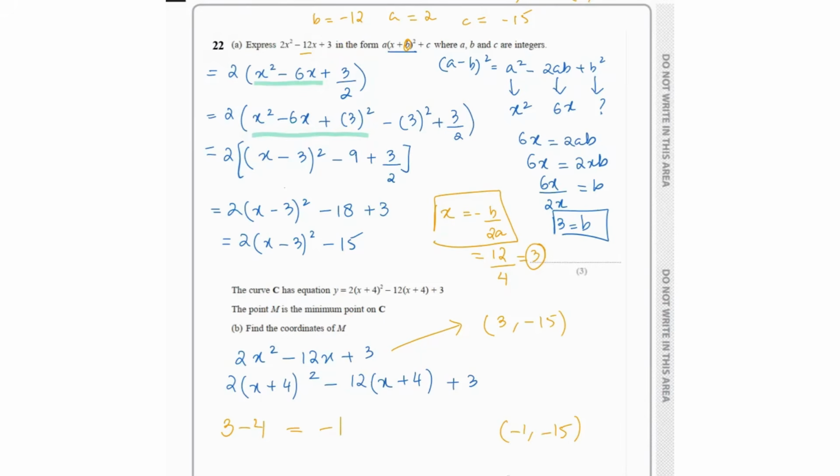But remember, the rule for y is logical. If you add, you go up. If you subtract, you go down. But for x, if you're adding, you go to the left, not to the right, to the left. And if you're subtracting, you go to the right. That is your vertical and horizontal translation in transformation of graphs.